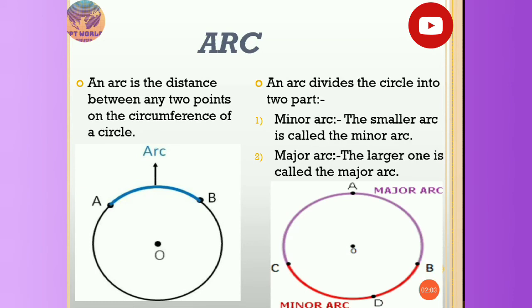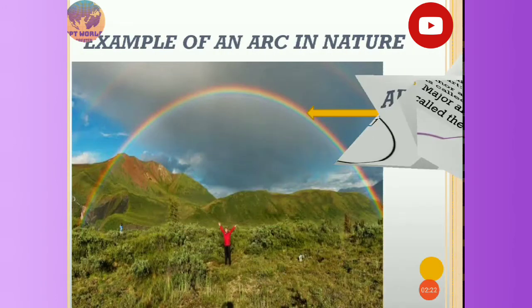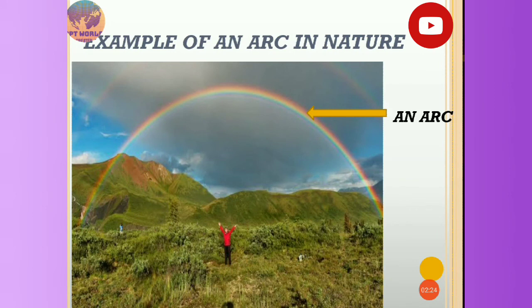Arc. An arc is the distance between any two points on the circumference of the circle. An arc divides the circle into two parts. The smaller arc is called the minor arc. The larger one is called the major arc. Example of an arc in nature, like a rainbow.